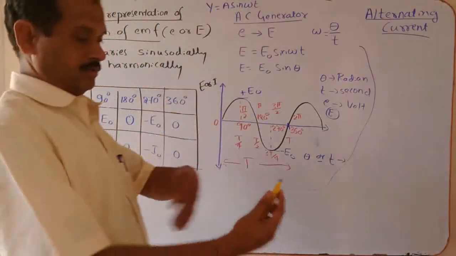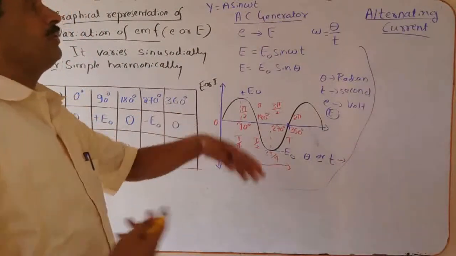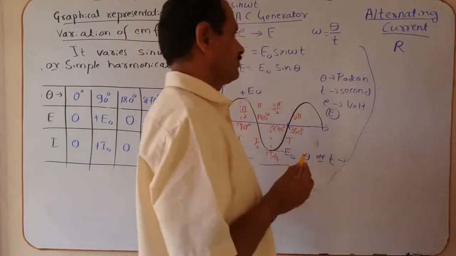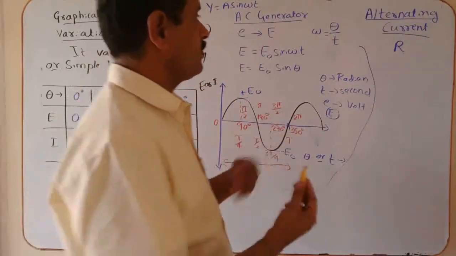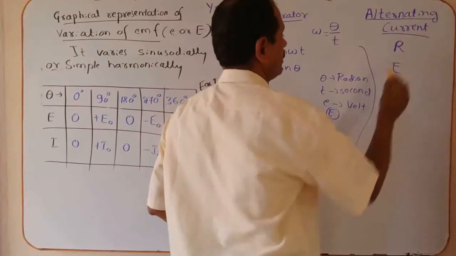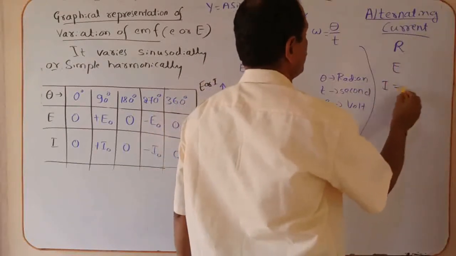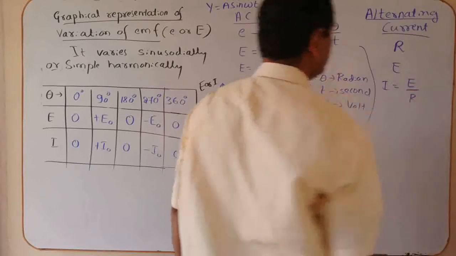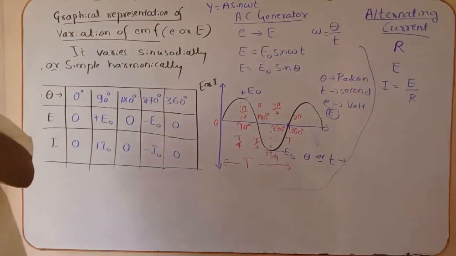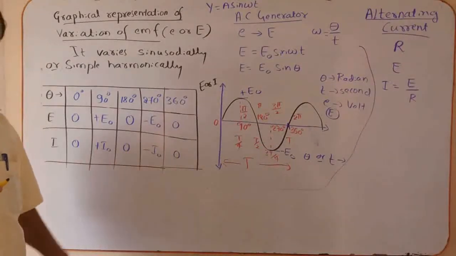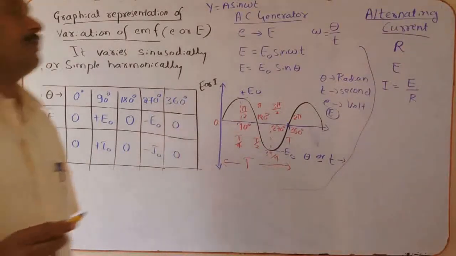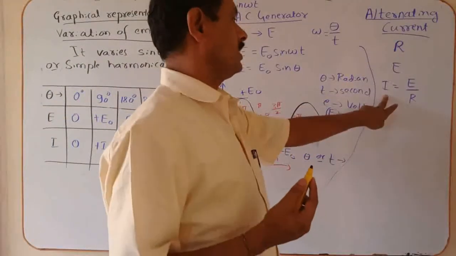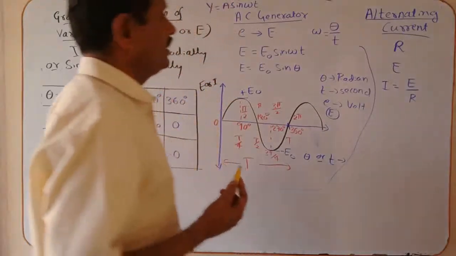Now in the AC generator, the rotating coil has a certain resistance, said to be R. The EMF induced in the rotating coil is said to be E, and the current, according to Ohm's law, is E divided by R. R is the resistance of the armature coil, E is the EMF induced at any instant of time. Then you get the current expression, I is equal to E divided by R.